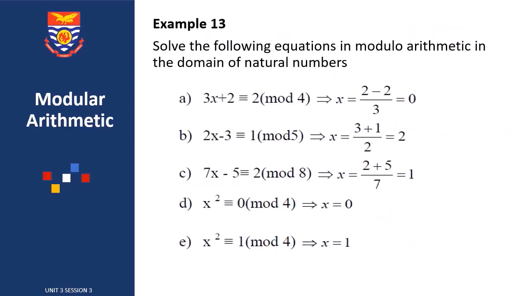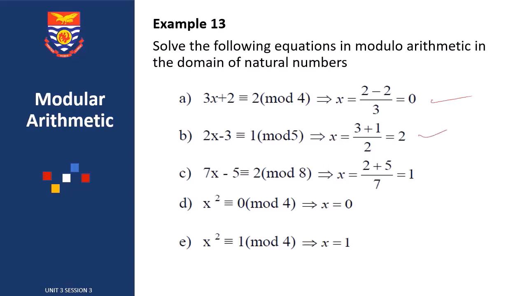Let's look at this example. Solve the following equations in modular arithmetic in the domain of natural numbers. The first one is 3x + 2 ≡ 2 mod 4. In solving this one, you can say 3x + 2 = 2, making x the subject, we get x = 0. So we are solving for the unknown quantity x.